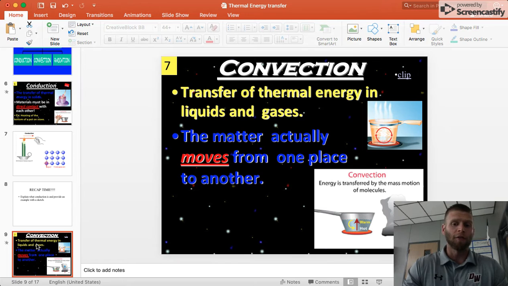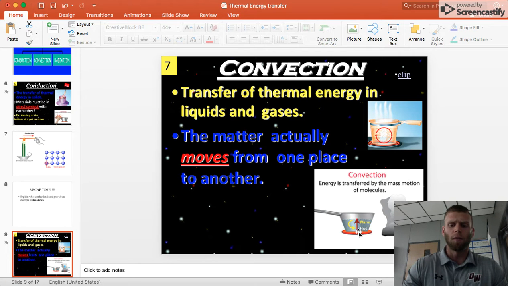All right, so convection. Convection is the transfer of thermal energy in liquids and gases. So the matter actually moves from one place to another. That actual liquid or gas is moving from one place to another. If you look at the example here of the pot on the stove with the matter inside of it.